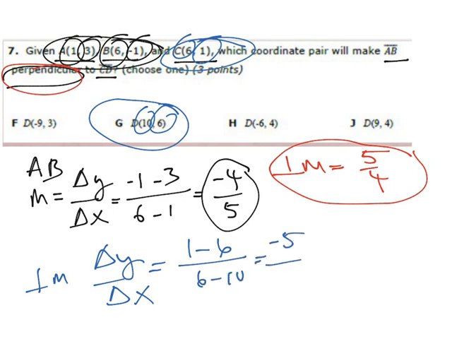I would get a negative 5 over a negative 4. I know that a negative over a negative is a positive 5/4, so this checks out because it's that exact slope that we were looking for.